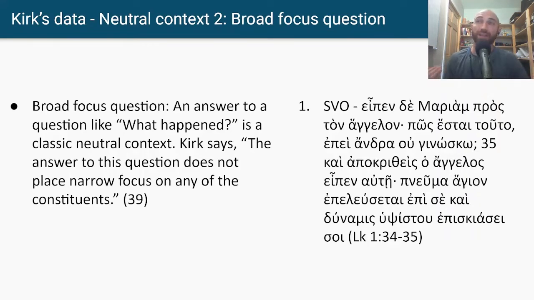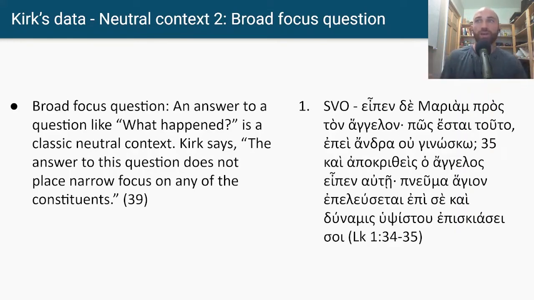But then we have another clause where we do have what she would consider an object. So we have kai dynamis subsistu, the power of the Most High, episkiase will overshadow soi. Soi there is what she is calling an object. In this case, it would be a patient. The thematic role would be a patient. Mary is the person. So the power of the Most High will overshadow her.